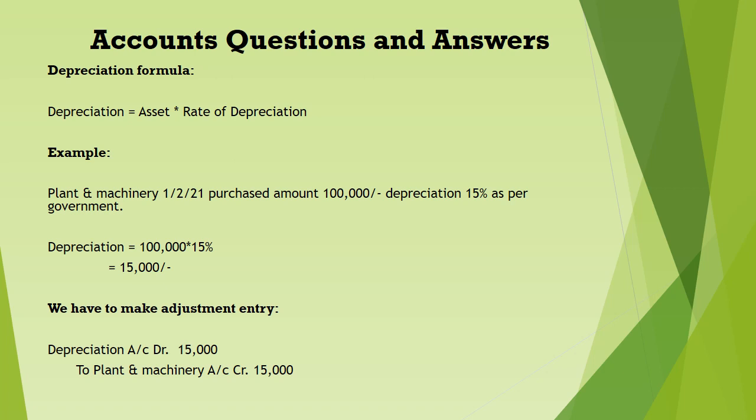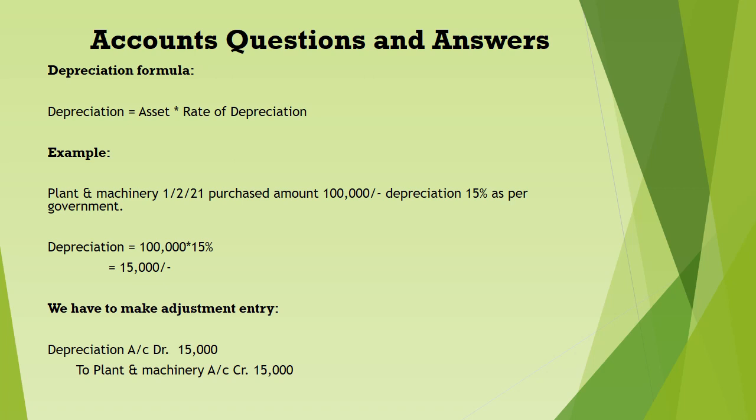For example, you can see this example: a plant and machinery purchased on 1 to 2021, the purchase amount is 1 lakh, and depreciation is 15 percentage as per government. That means we have to calculate depreciation equal to 1 lakh into 15 percentage. Whatever amount comes, that is the depreciation amount.